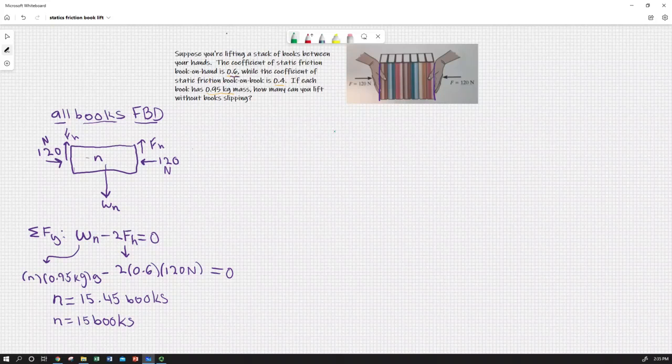Okay, well, I guess we can also take another case, which is kind of bounding in the other direction, and say, what happens if we just consider one book? So let's take this guy in the middle here. Let's just look at this one book. So we'll do one book FBD.